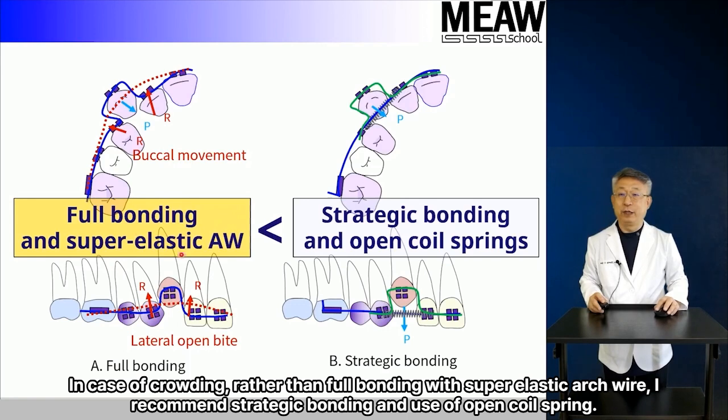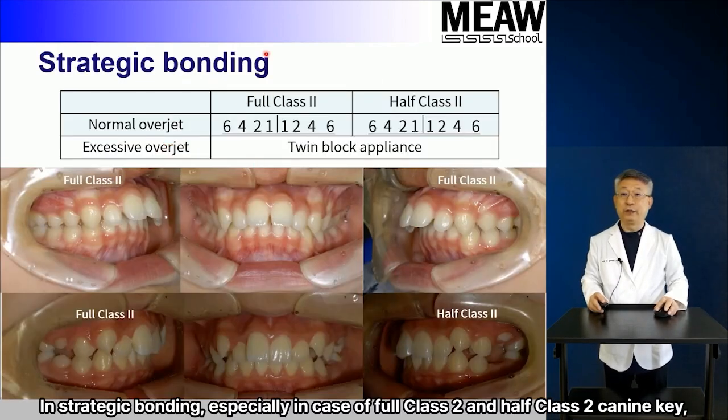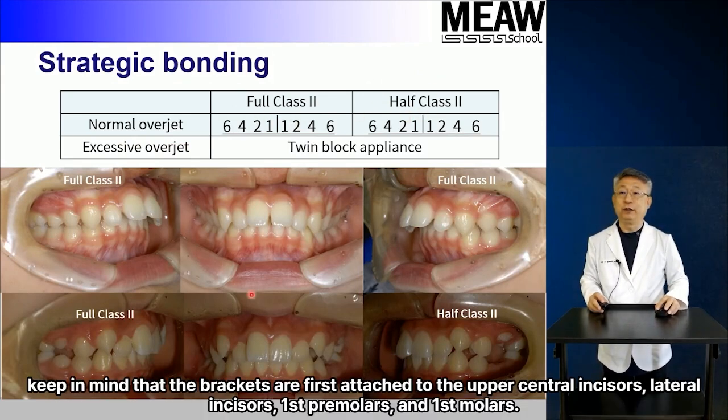In case of crowding, rather than full bonding with superelastic arch wire, I recommend strategic bonding and use of open coil spring. In strategic bonding, especially in case of full class 2 and half class 2 canine key, keep in mind that the brackets are first attached to the upper central incisors, lateral incisors, first premolars, and first molars.